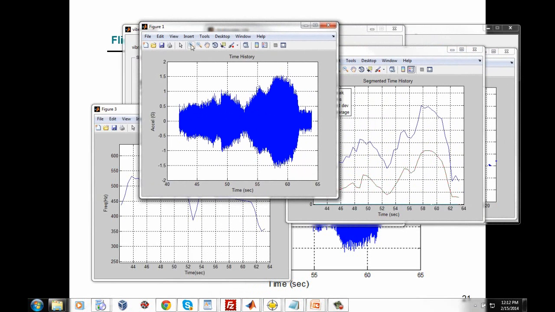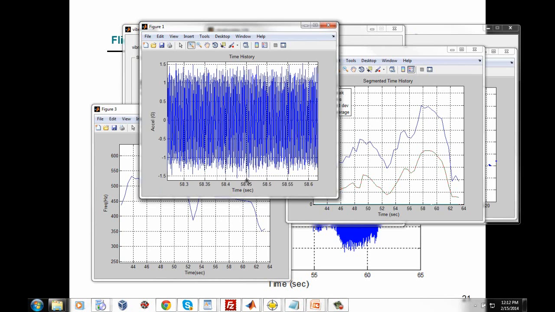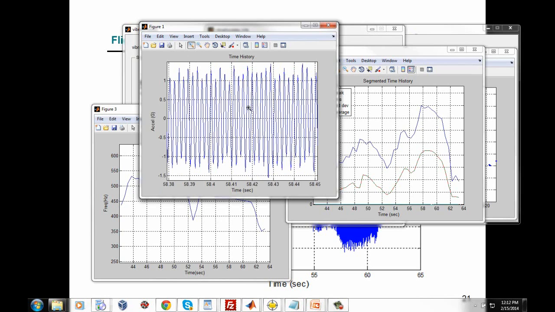Well, here's the original time history. And if we just zoom in on this peak area here where we get the peak measurement, and if we zoom in enough times, this appears to be sinusoidal vibration. And in a sense it is, but more properly it's sine sweep vibration. You'll see why in a few charts here.